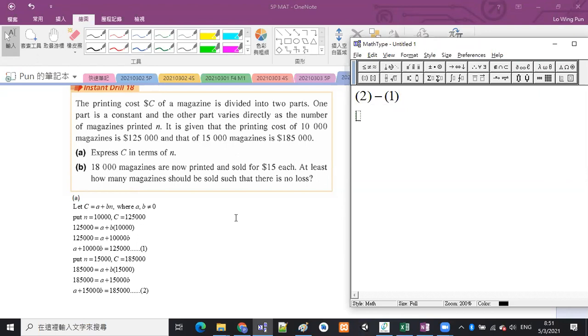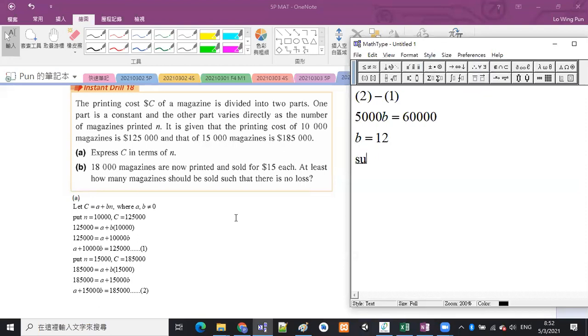Okay, A terms are cancelled, and then the B terms, we have 15,000 B minus 10,000 B. So what's remaining is just 5,000 B. And on the right-hand side, we have 185,000 minus 125,000. So the difference is 60,000. And then we can easily find the value of B by using the calculator, and it should be equal to 12.